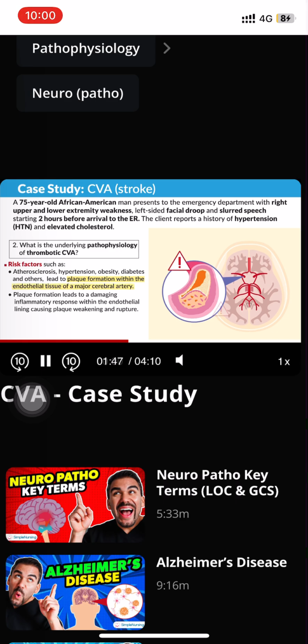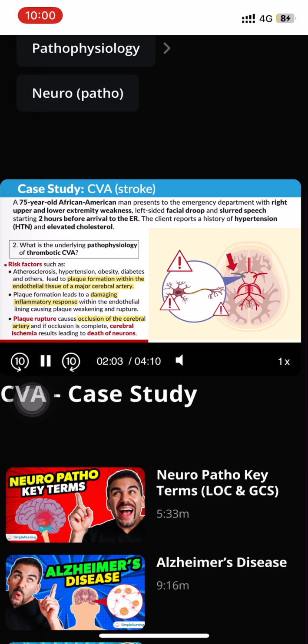Now, plaque formation leads to a damaging inflammatory response within the endothelial lining, causing plaque weakening and rupture. So plaque rupture causes occlusion of the cerebral artery, and if occlusion is complete, well then cerebral ischemia, basically that low oxygen, results and leads to death of neurons. Basically brain tissue death from the lack of oxygen.